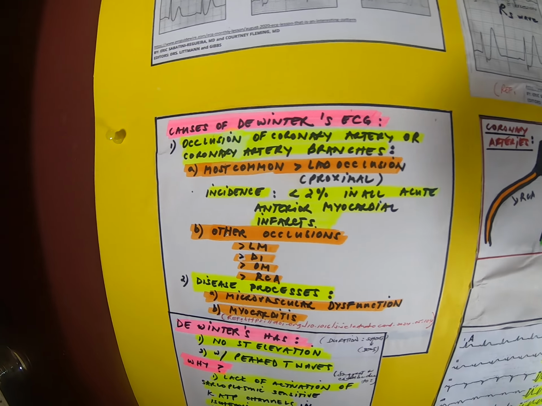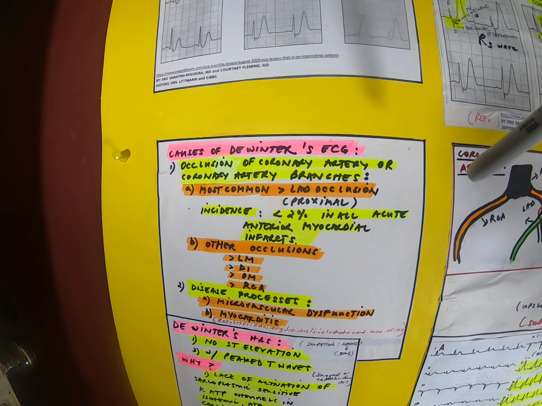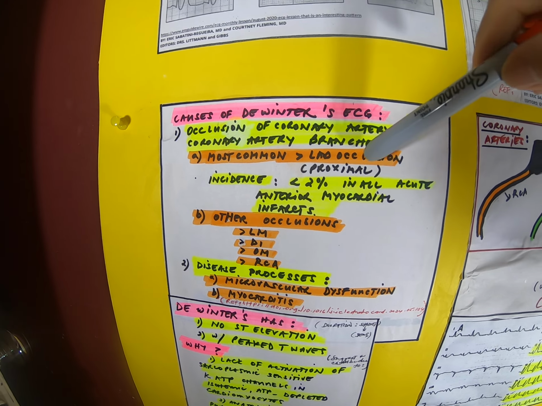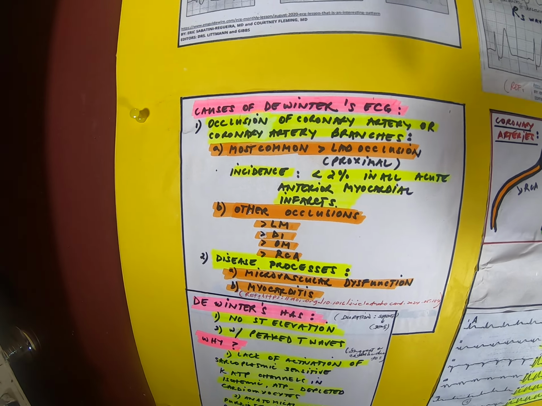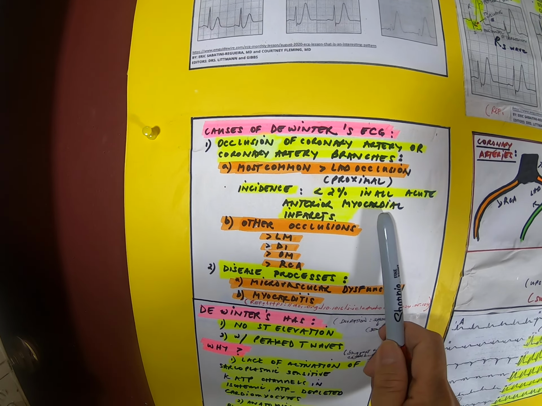Okay, so the most common cause of the WINTER'S ECG is a blockage in the proximal LAD. So this is the LAD. When the proximal part of the LAD is blocked, there's a chance to cause the WINTER'S ECG in less than 2% of all acute anterior myocardial infarctions. So the incidence of the WINTER'S with blockage in the proximal LAD is less than 2% in all acute anterior myocardial infarction. Okay, but other arteries can also cause the WINTER'S.